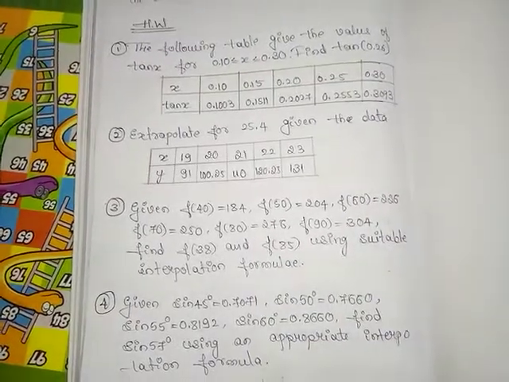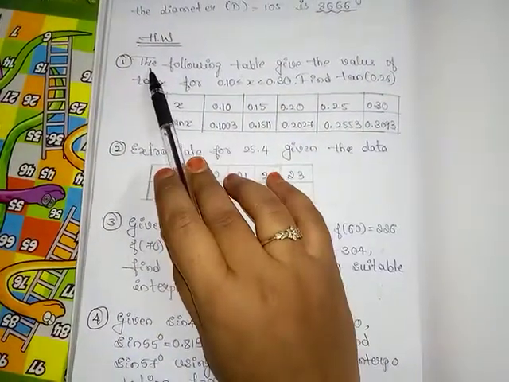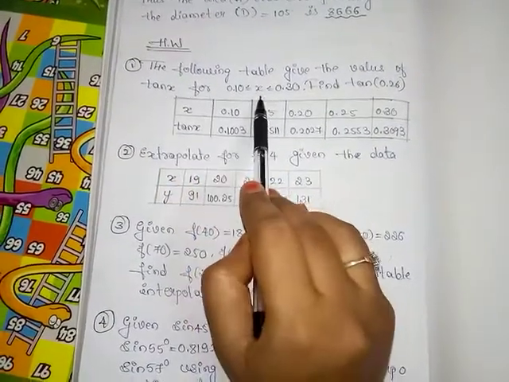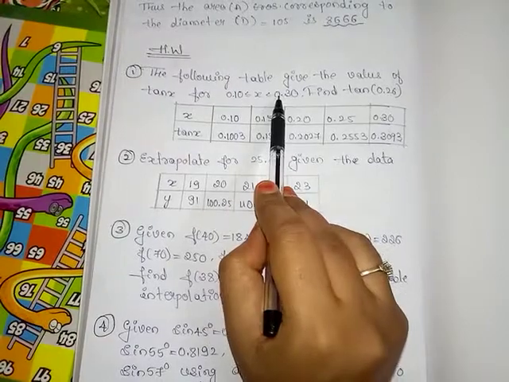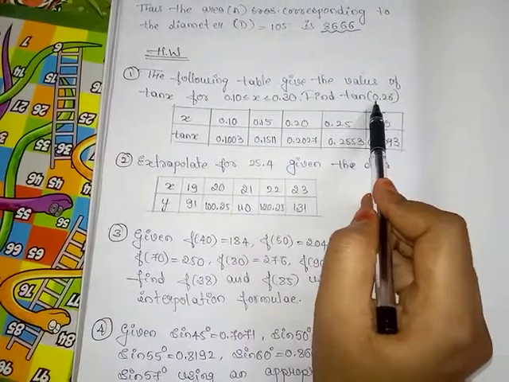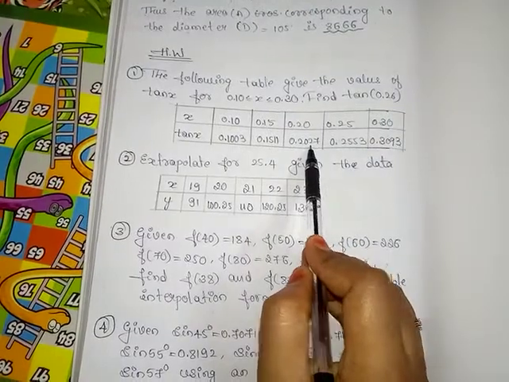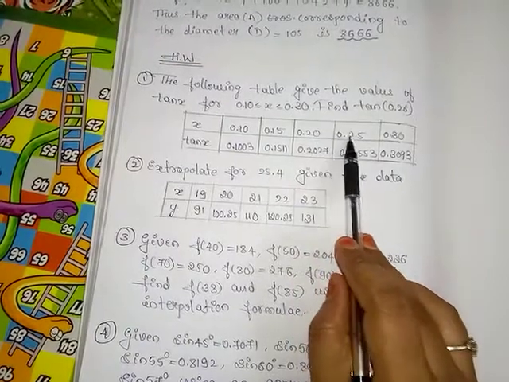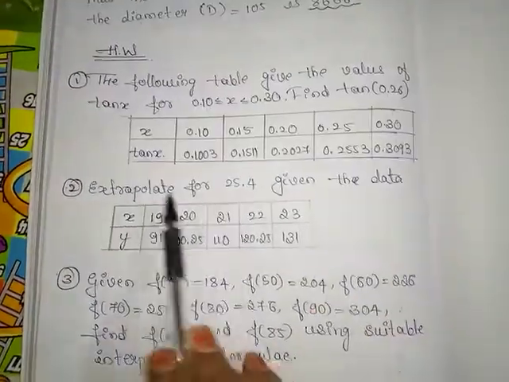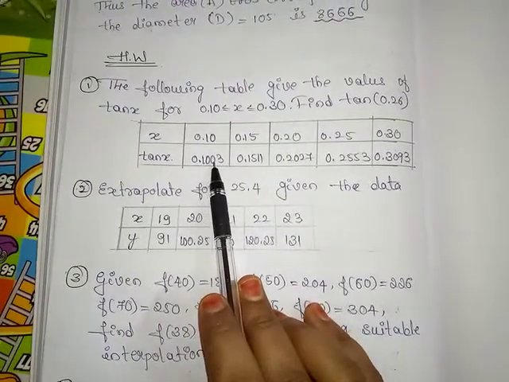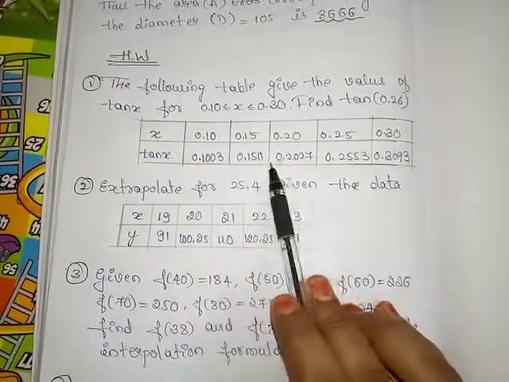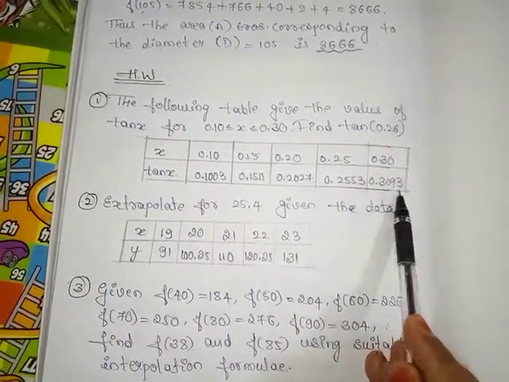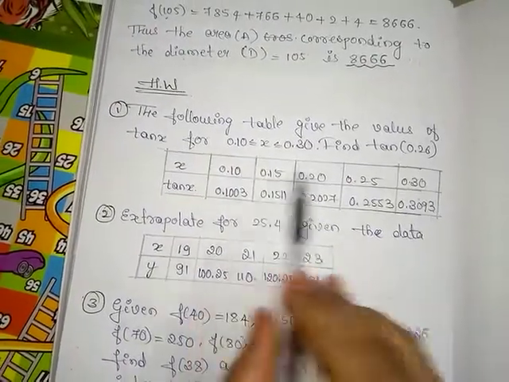Now these are some homework examples. The following table gives the values of tan x for x lying between 0.10 to 0.30. Find tan of 0.26. The given table is this. X values are 0.10, 0.15, 0.20, 0.25, 0.30, and tan x values are 0.1003, 0.1511, 0.2027, 0.2553, 0.3093.